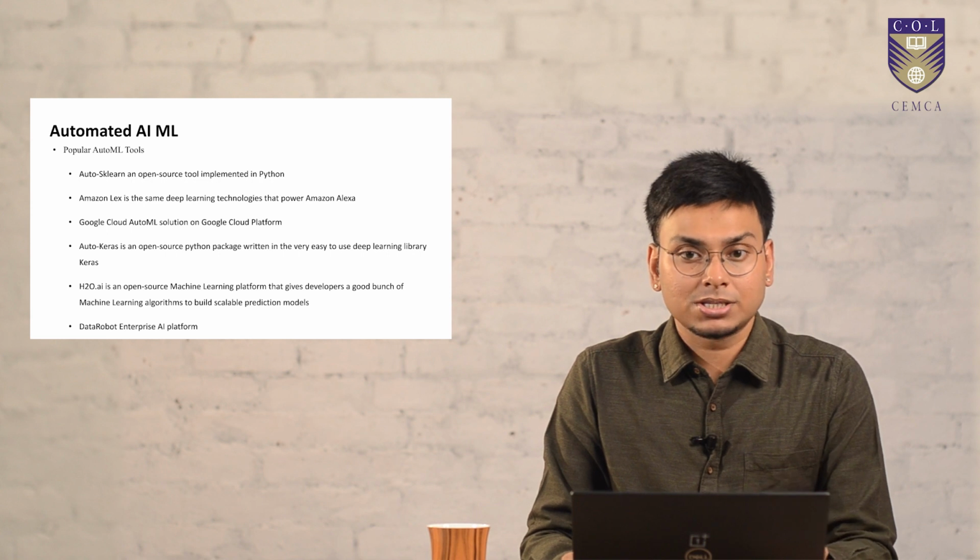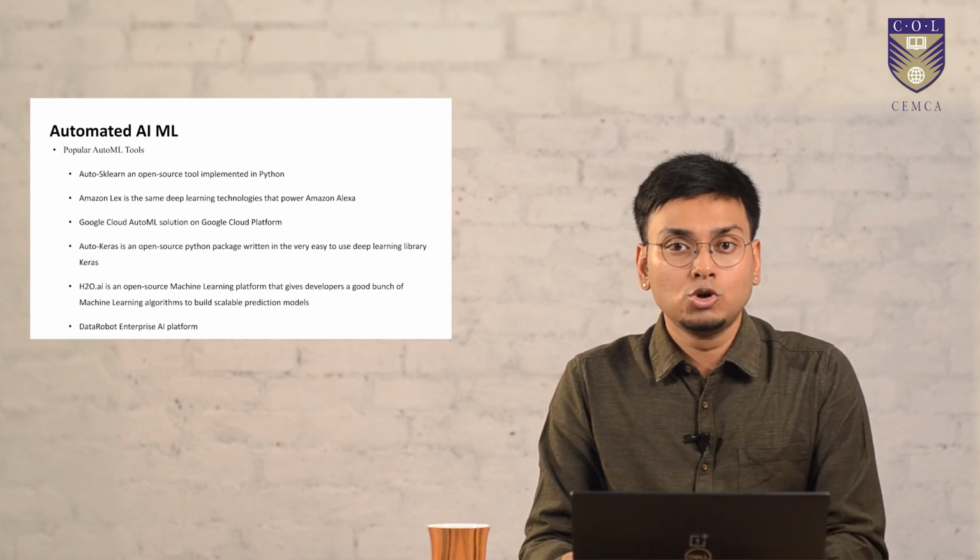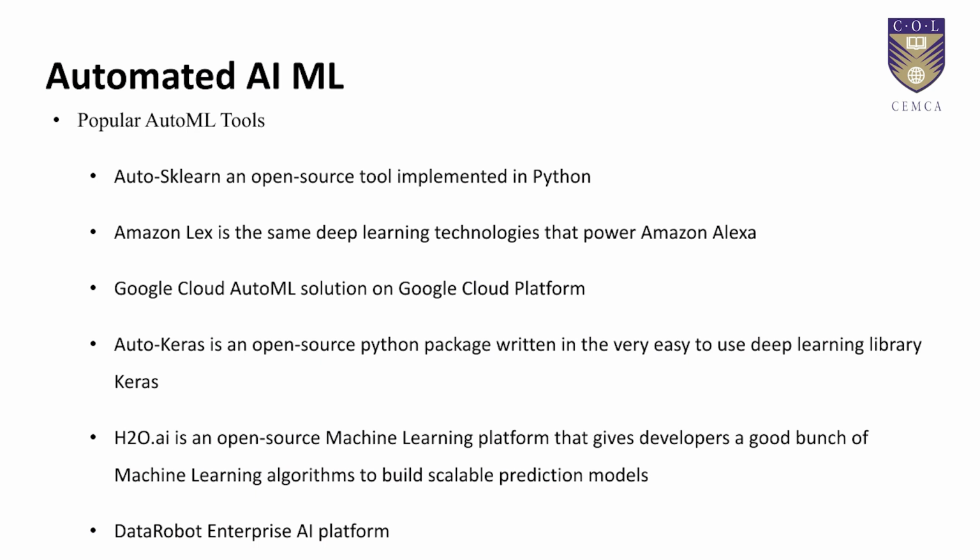A few examples of popular AutoML tools include Auto-sklearn, which is an open source tool implemented in Python. Then there is Amazon Lex, which uses the same deep learning technologies that empower Amazon Alexa. Not only that, even Google has its own Google Cloud AutoML solution to be implemented on the Google Cloud Platform. So you can understand that all the leading players are slowly but steadily catering to these auto AI/ML techniques, and this is in huge demand.